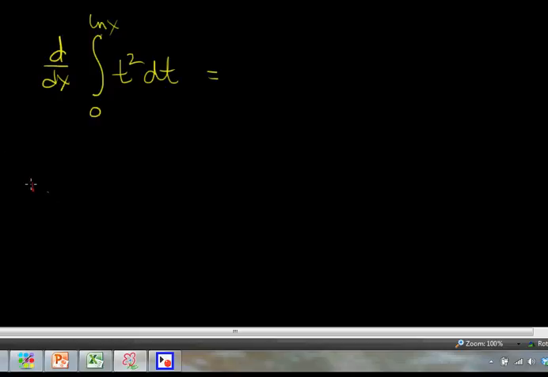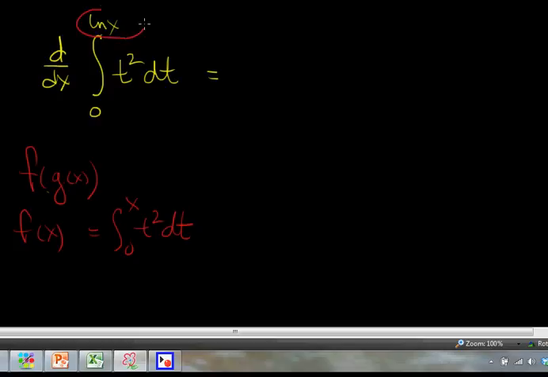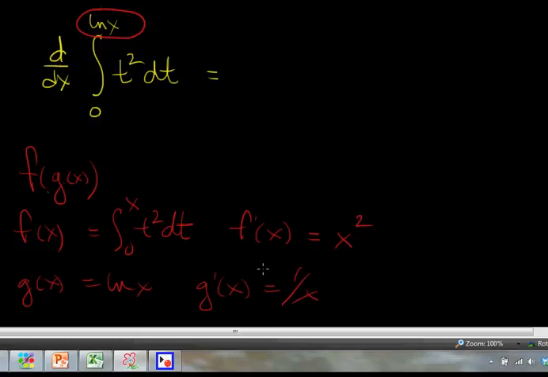If we're looking at this as an f of g of x, which it is, then f of x is the integral from 0 to x of t squared dt. The argument is the upper limit. So f prime of x, by the fundamental theorem of calculus, is simply x squared. And g of x is natural log x, and its derivative, we know, is 1 over x. So up here we're going to have f prime of g of x. So that will be the natural log of x squared, f prime of g of x, times the derivative of g of x.